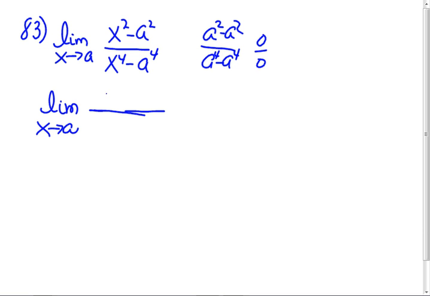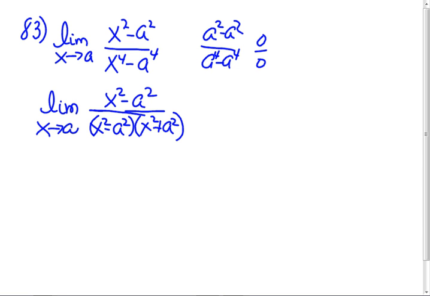Sorry. I'm going to leave that one. Can you factor the denominator, though? Because I know that if I get 0 over 0, this has to divide into that. Well, how about x squared minus a squared? What's left? x squared plus a squared.